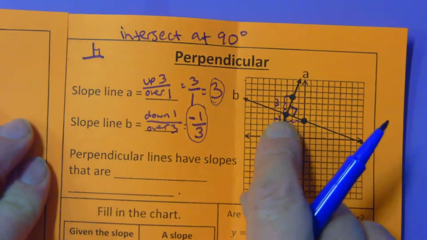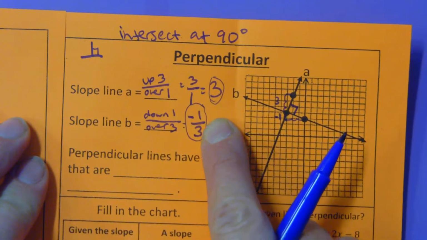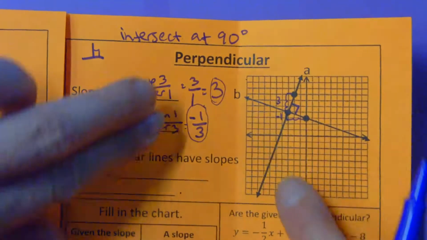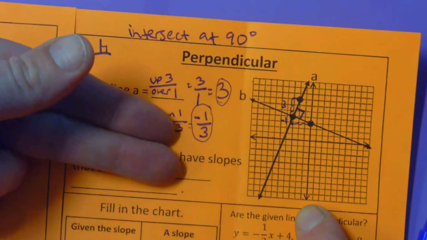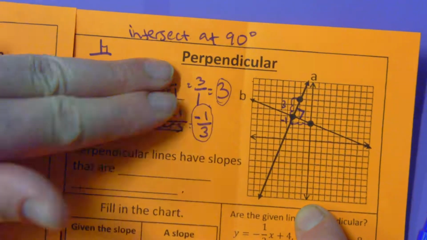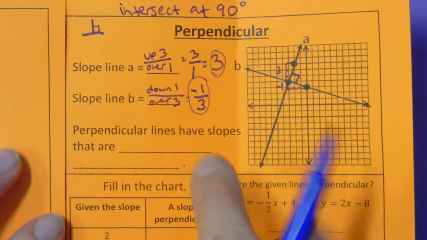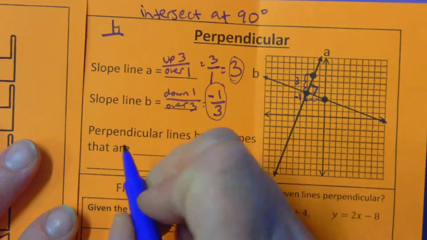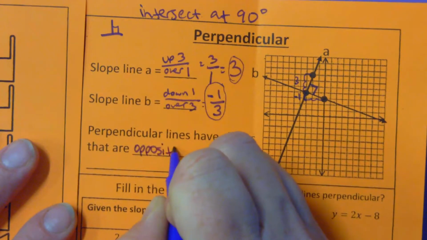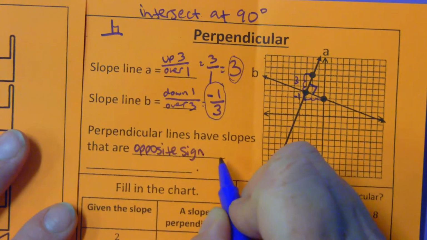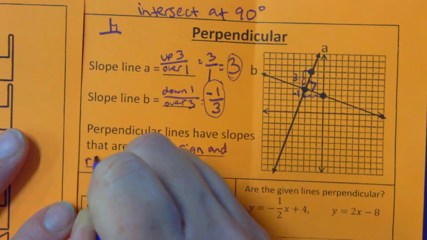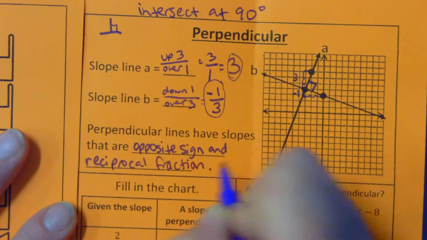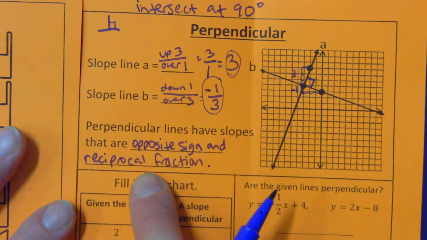And so if I look at these two, see one's positive, one's negative, and I can see this is 3, and that's 1/3, but if you took 3 over 1, all that happened was you took that and you flipped it. So in math, that word of flipping a fraction is called a reciprocal. And so in perpendicular lines have slopes that are opposite sign, and then the reciprocal fraction. So opposite sign and the reciprocal fraction.